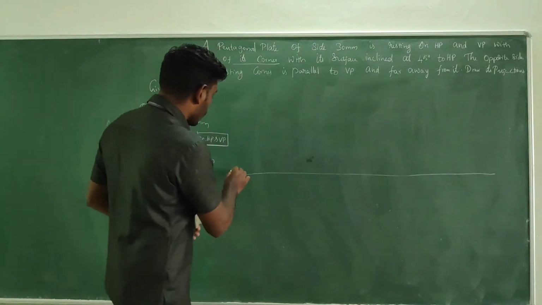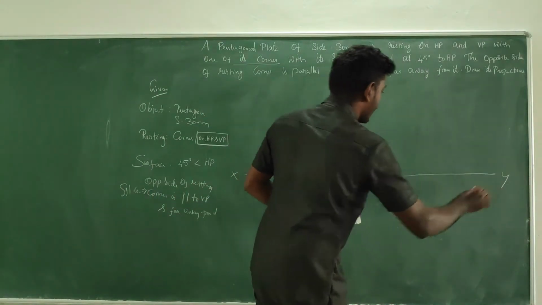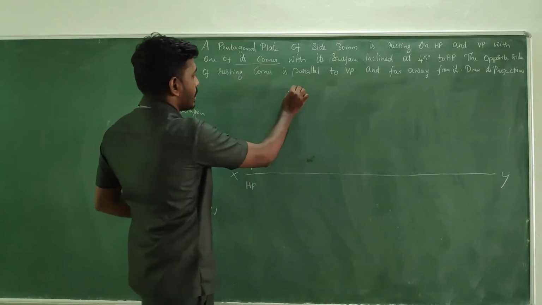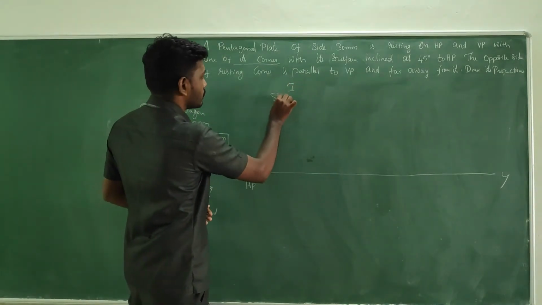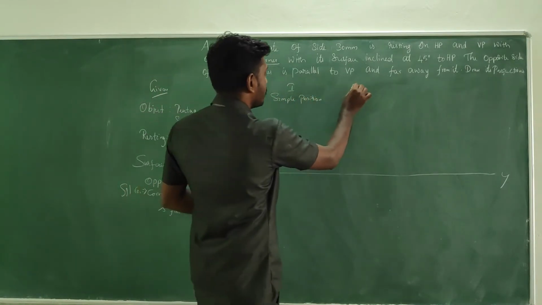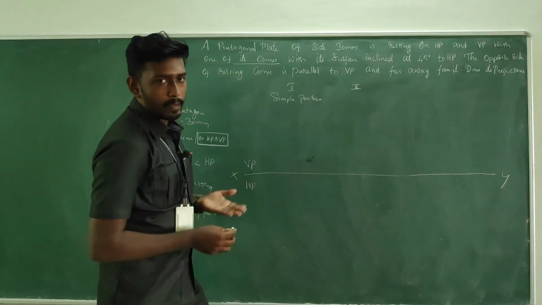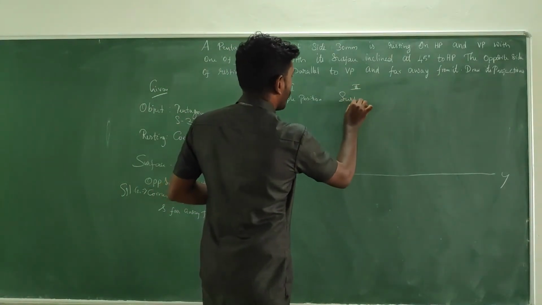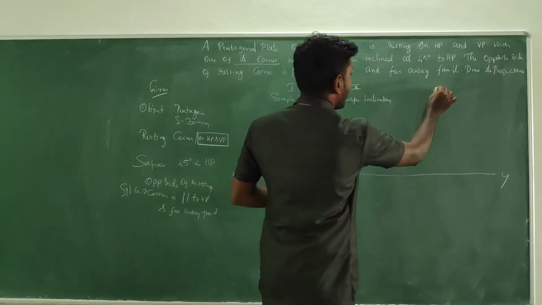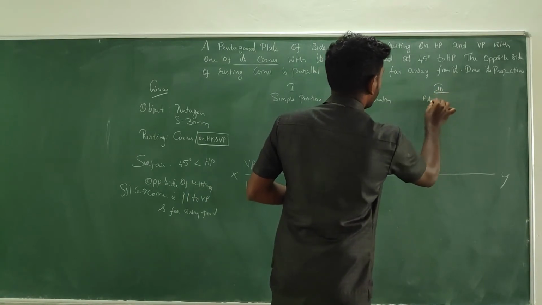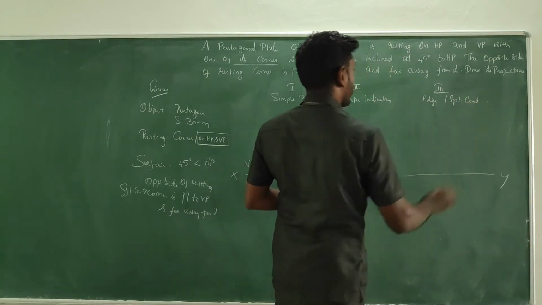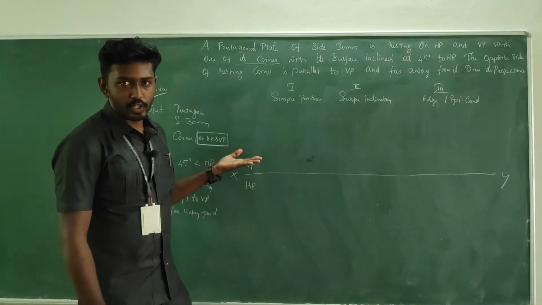The same procedure we have to follow. We can get the final front view and final top view by taking three steps. One is simple position, the second one is surface inclination, and the third one is edge or special condition. Okay, so first is simple position.